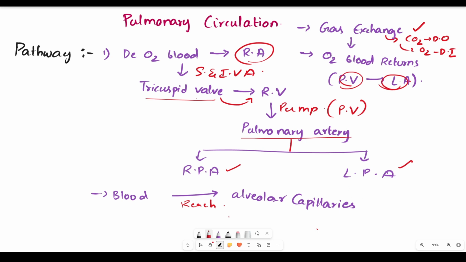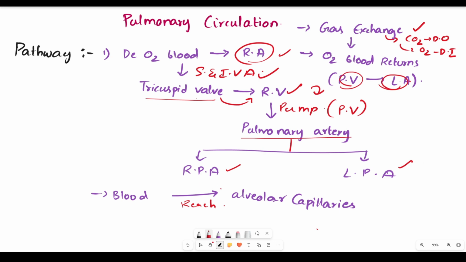Let me just repeat this pulmonary circulation once again. The first point is the deoxygenated blood will be entering into the right atrium through the superior and inferior vena cava. Then from there it passes through the tricuspid valve. Then it enters into the right ventricle. This right ventricle will be pumping the blood through the pulmonary valve into the pulmonary artery. This pulmonary artery will be divided into right pulmonary and left pulmonary artery, which is going to the lungs.